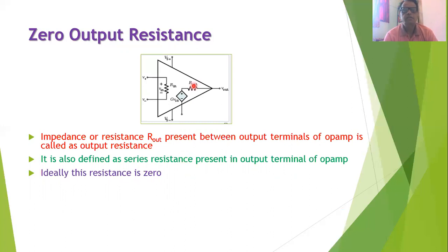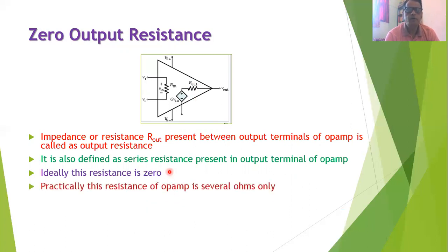Ideally, this resistance should be equal to 0, but practically we cannot have any value equal to 0, and therefore you will get some small resistance at the output terminal of the operational amplifier, and this resistance is very small, only a few ohms.